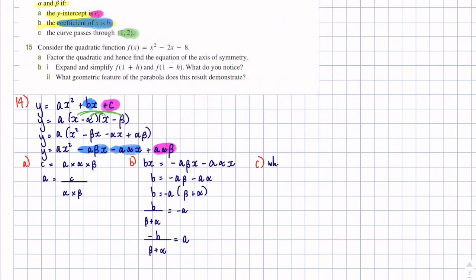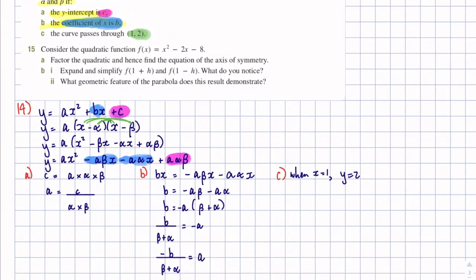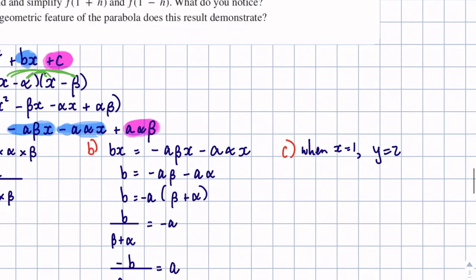So when x equals 1, y equals 2, yeah? So what we should be able to say, find a in terms of alpha and beta. Okay, so I'm definitely going to have to sub it into the second equation. My y equals a outside of x take alpha, x take beta.